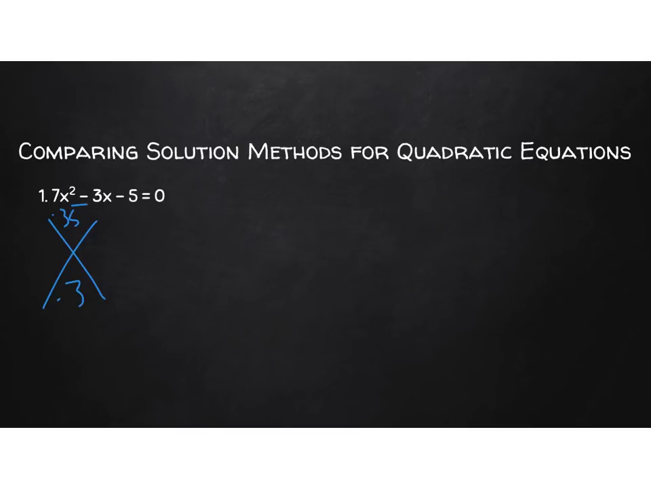So what multiplies to negative 35 and adds to negative 3? So 1 and 35 doesn't work. 2 and 3 doesn't work. 4 and 5 doesn't work. 5 and 7 does multiply to 35, but does not have a difference of negative 3. And so we're stuck. So in this case, factoring does not work. So factoring's out.